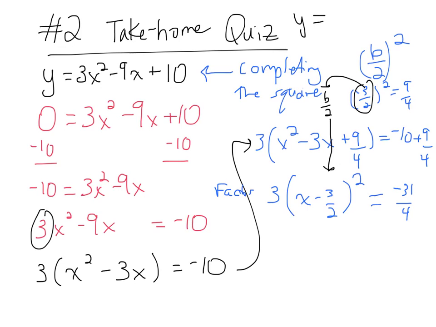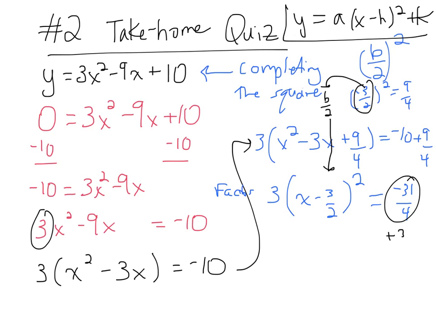Recall that regular vertex form is this, where h comma k is the vertex. So we're very close to looking like vertex form. We have parentheses, we have a number in front, we have a number on the right. All we want to do is bring this number back over on the same side as our x variable. So I'm going to add 31/4 to both sides.